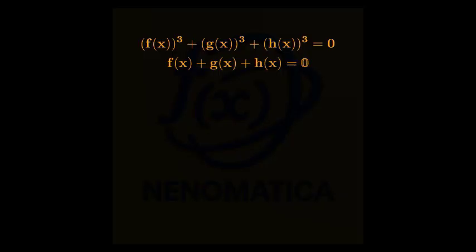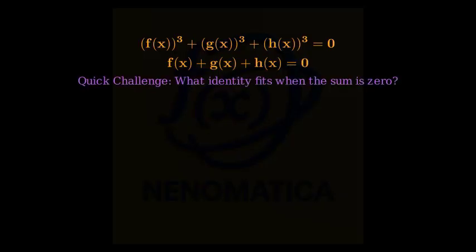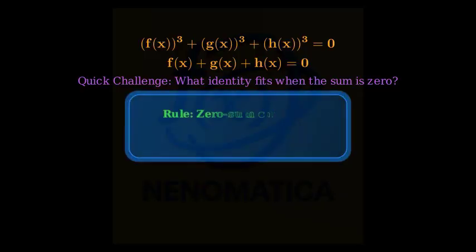Then we will verify the zero-sum condition. We confirm that f of x plus g of x plus h of x equals 0. This will unlock the special identity that turns the sum of cubes into 3 times the product.